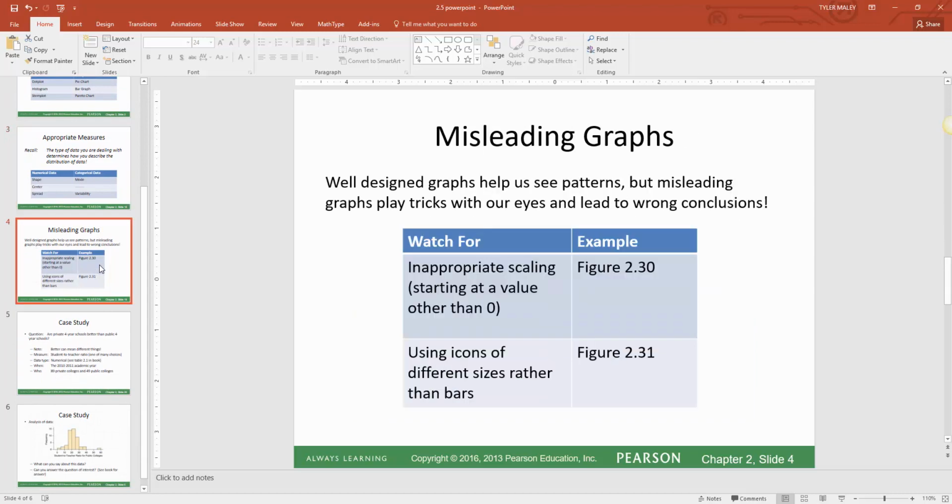So then for misleading graphs, one thing to keep in mind is that even if you have a well-designed graph, they can also be misleading. And this could be intentional or not intentional, but something that we need to be aware of. So it can play tricks on our eyes to make us try to reach a specific conclusion. And there were some examples in the text that I'd like to pull up.